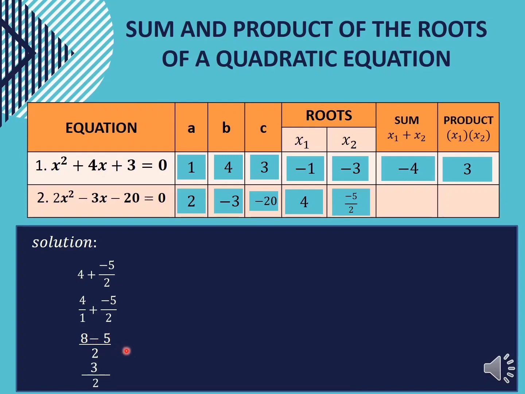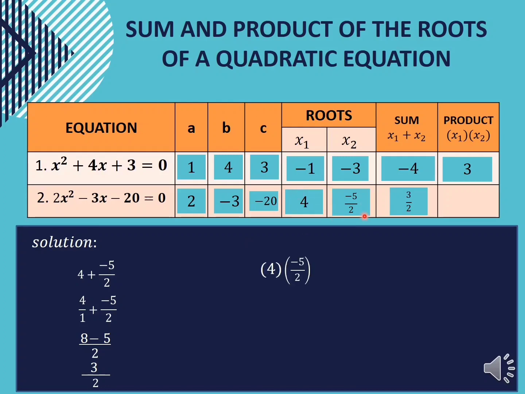Simplifying 8 minus 5, we have 3. So, we have 3 over 2. Therefore, ang sum pala natin is 3 over 2. How about the product? Pagtatimesin naman natin si 4 and negative 5 over 2.